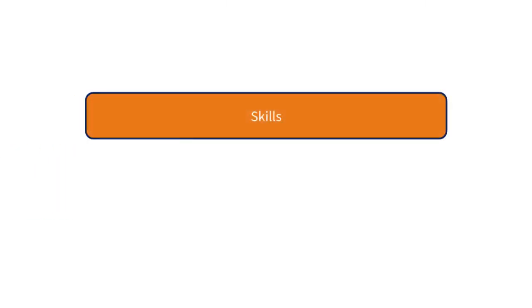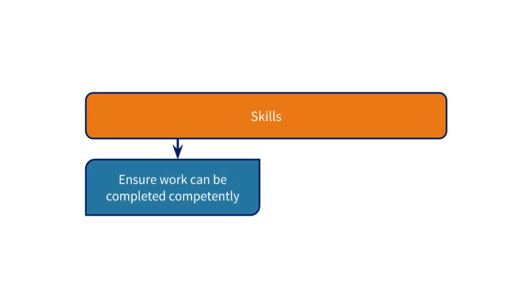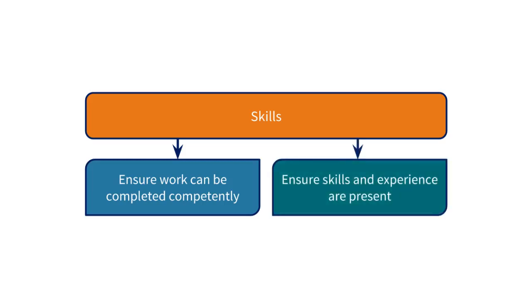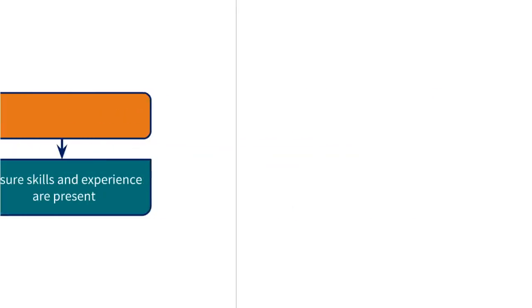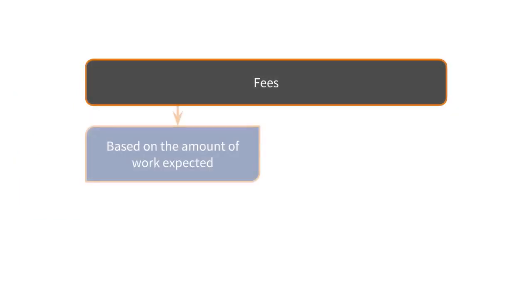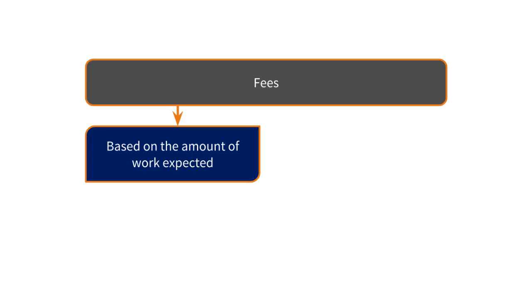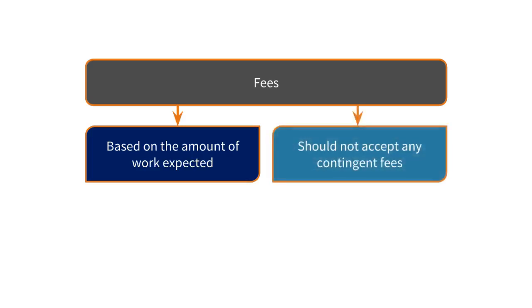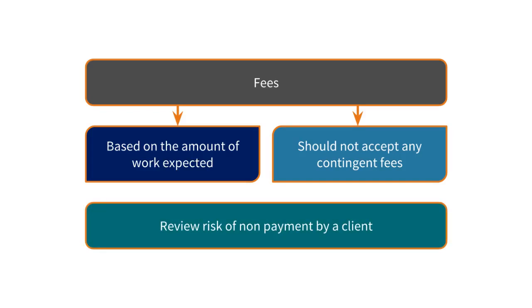They must also ensure that they are able to complete the audit work competently. Just because an auditor can audit one type of business, it does not mean they have the skills to audit them all. Therefore, they must ensure they have the necessary skills and experience to deal with every client. The fee should also be considered. Fees must be based on the amount of work expected from a client. Any contingent fee should not be accepted. The risk of non-payment should also be considered by the audit firm.